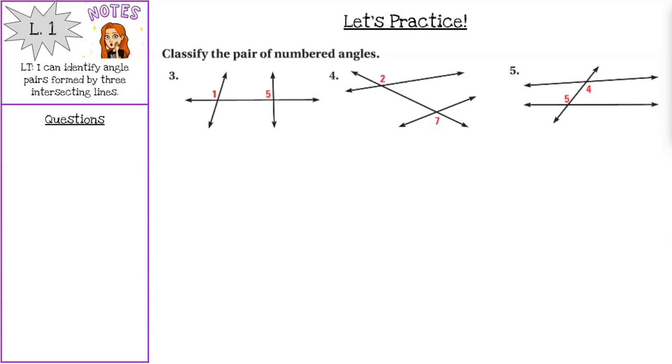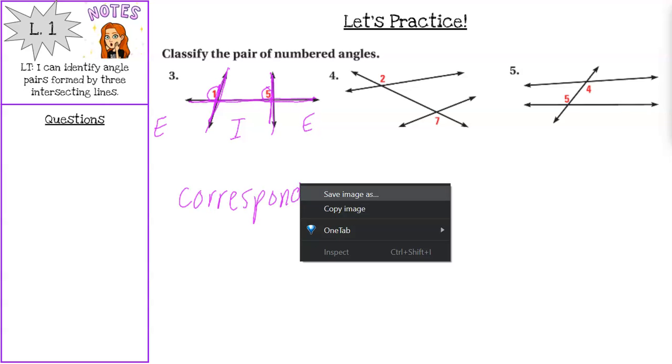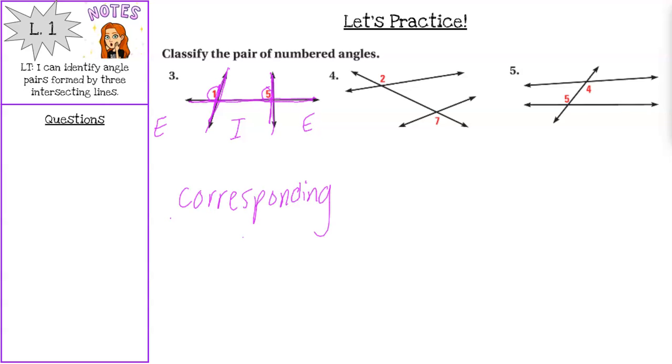One last example: classify the pair of numbered angles. If we look at angle 1 and angle 5, I always like to identify my transversal. Make sure you understand where that transversal is. So here are the two lines, interior, exterior. They're not both on the interior, they're not both on the exterior, which makes them corresponding, in that same location, top right or top left, depending on how you manipulate the image.